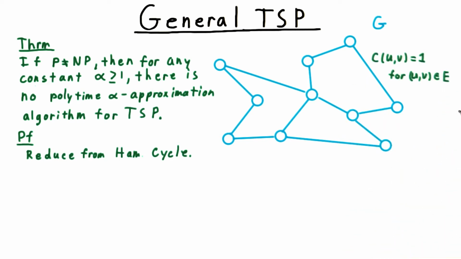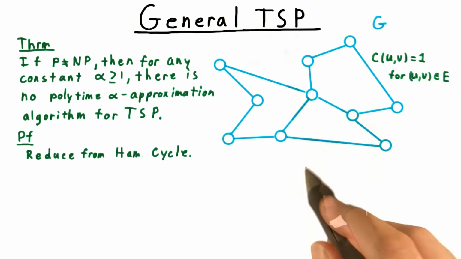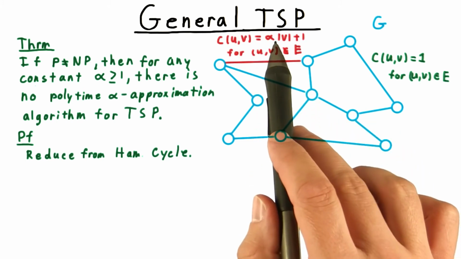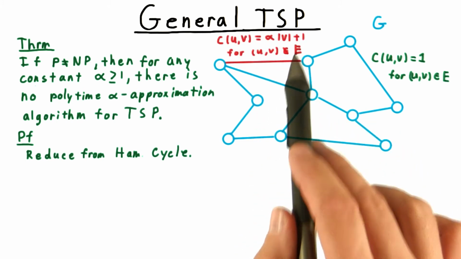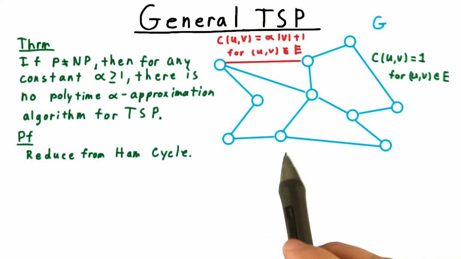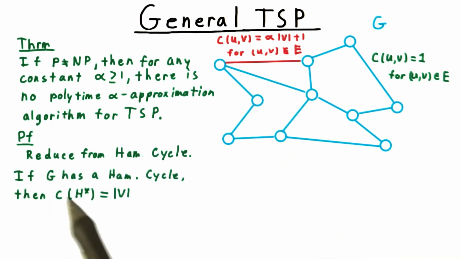Here then is how we set up the traveling salesman problem. We assign a cost of 1 to every edge in the original graph G, and we assign a cost of alpha times v plus 1 for every edge not in the original graph. Clearly then, if G has a Hamiltonian cycle, then the optimum for the traveling salesman problem has a cost of v, 1 unit of cost for every edge that it follows.